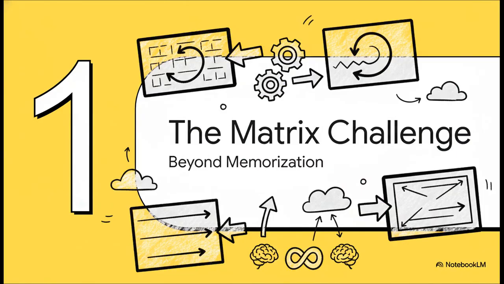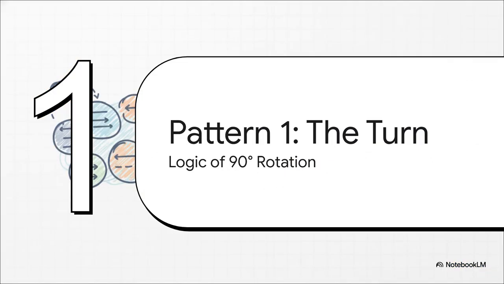So let's just forget about rote memorization. Our goal here is to actually master the logic behind rotating a matrix, spiraling through it, and zigzagging across its diagonals. Because once you get the pattern, you can handle any curveball they throw at you. Okay, let's jump right in with our first pattern. I like to call this one the turn, and it's all about the logic of a 90-degree clockwise rotation.